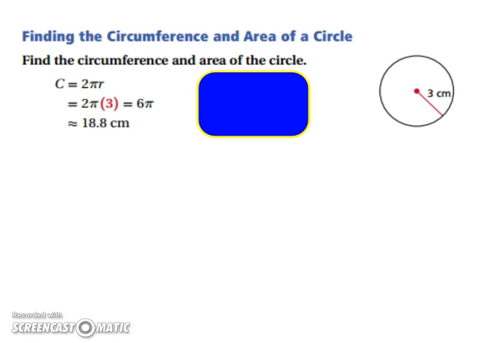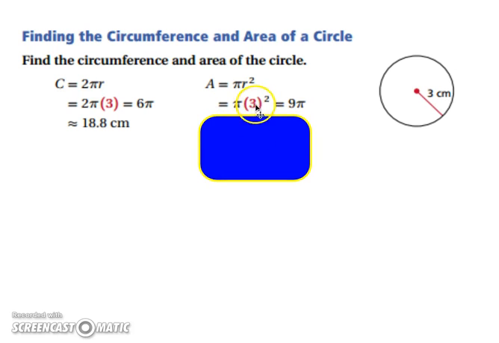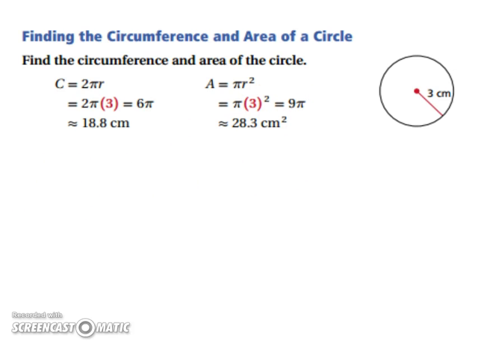Let's try area. Area equals pi r squared. So if we substitute 3 in for r, we'll have area equals pi times 3 squared. And 3 squared is 9, so we have 9 pi. Well, 9 pi is about 28.3 centimeters squared. And that completes our lesson on using formulas in geometry.